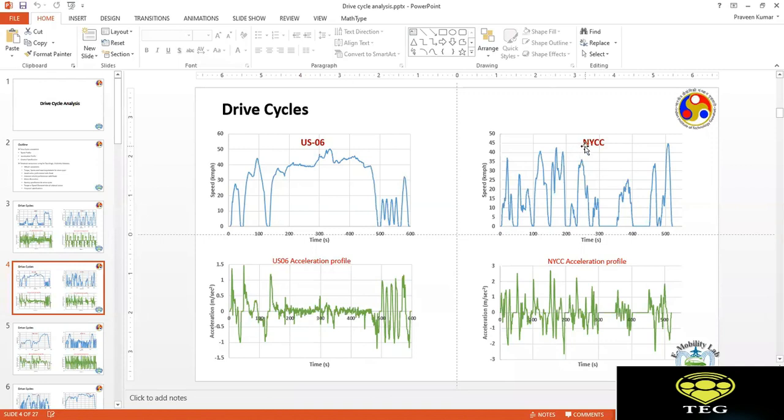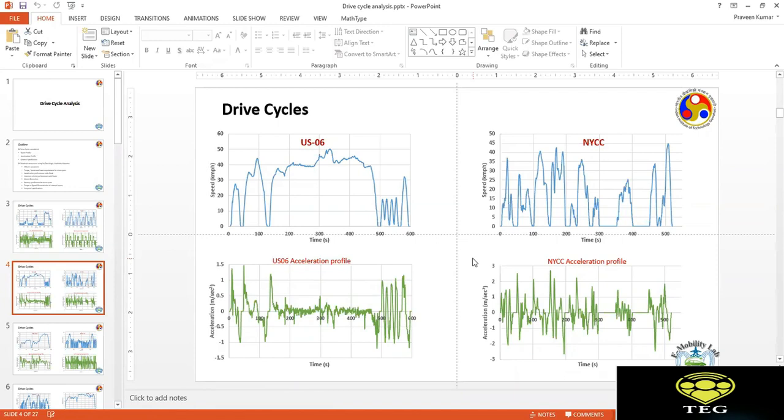Whereas the New York City cycle is again a very dynamic driving cycle, like the Delhi drive cycle. And if you see its acceleration profiles, they come very close to even 3 meters per second squared. You see the difference: in the European drive cycle we did not have that extreme acceleration, whereas in the New York City cycle the acceleration profiles are extreme. They are even more than what one would experience in Delhi's driving conditions.